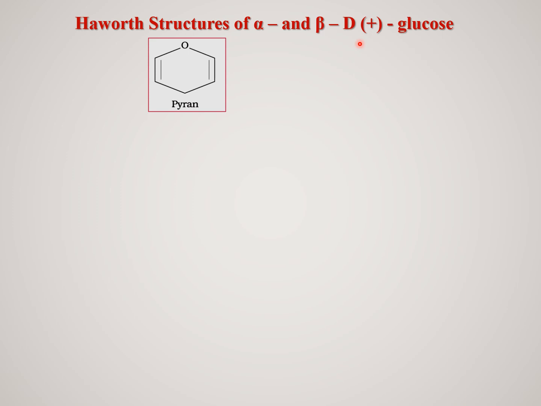Now, scientist Haworth took the reference of a pyran heterocyclic ring. Pyran has got, if you can observe, how many carbon atoms? Let us count: 1, 2, 3, 4, 5 carbon atoms and an oxygen in the ring. So he took the help of a pyran ring to write the structure in the form of Haworth structures. Let's check the structures now.